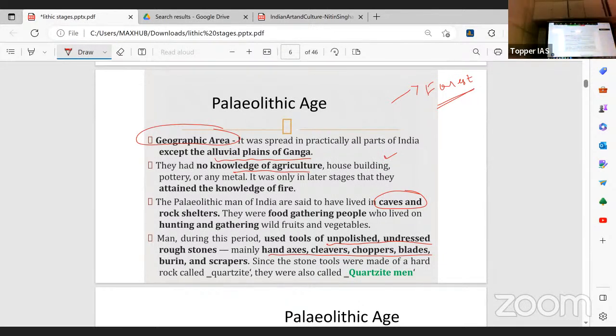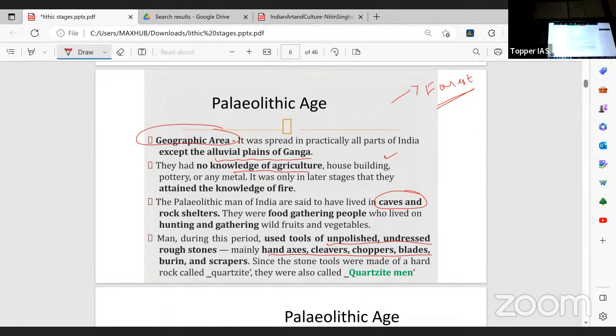Right. So Paleolithic. Paleo means old, lithic means stone. The geographical area where Paleolithic people were found is throughout India except the Gangetic plain, because of the thickly forested area. There was no knowledge of agriculture, house building, pottery or metal. So they were hunters and gatherers, and they used to stay in caves.